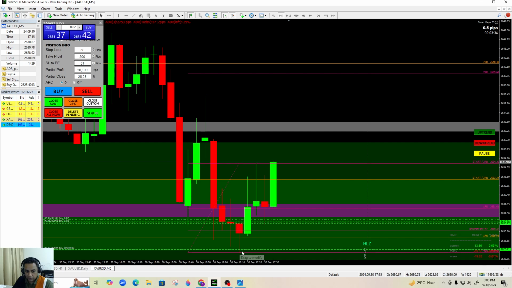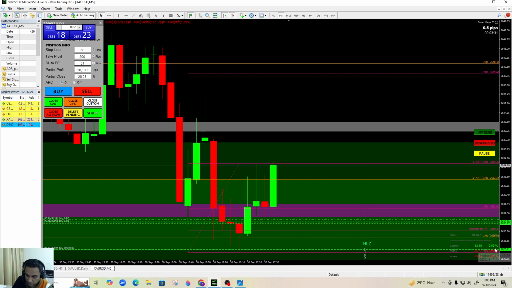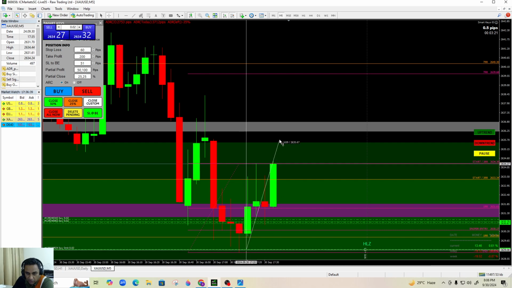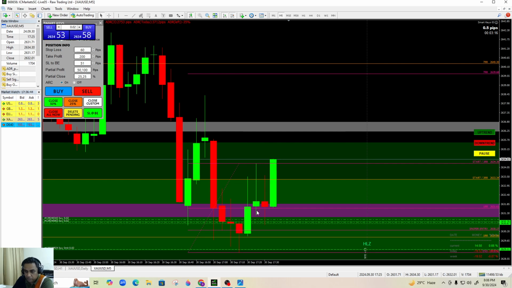So we pushed up, we touched this green, like we had drawn. We had drawn this right at the beginning of the session, 2629.11, and it tapped it. I wasn't here to take entry right here. This would have been the ideal entry, but I wasn't here. If I did, I would have been about 50-60 pips in profit right now.